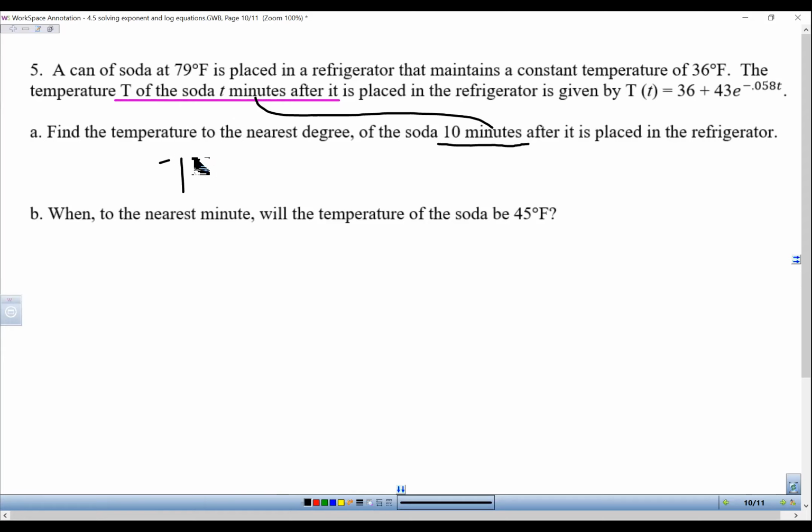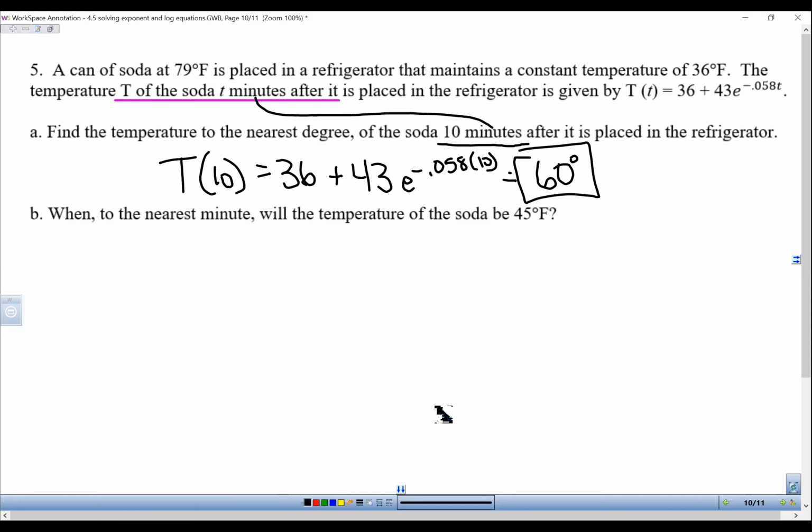So T of 10 would be 36 plus 43 times e to the negative 0.058 times 10. So be careful when you put this in your calculator. Make sure you put it in correctly. So we got 36 plus 43 e. Remember, you don't need anything in between the 43 and the e. To the power of negative 0.058 times 10. And I get, to the nearest degree, that the soda is 60 degrees.